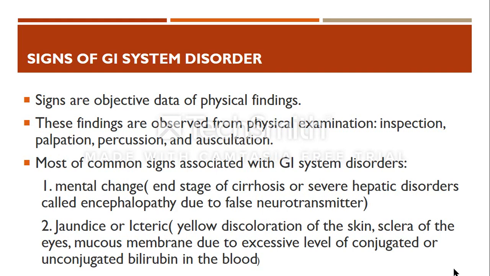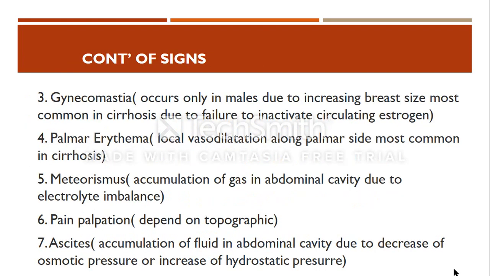You have jaundice or icteric yellow discoloration of the skin, the sclera of the eye, and mucous membranes due to an excessive level of conjugated or unconjugated bilirubin in the blood. You have gynecomastia, which occurs only in males, due to increasing breast size, most common in cirrhosis due to failure to inactivate circulating estrogen. Palmar erythema, local vasodilation along the palmar side, is most common in cirrhosis. It's palmar erythema.